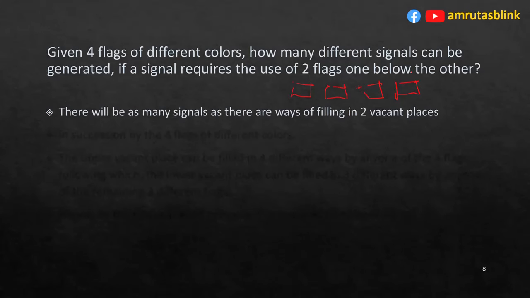Out of these 4 flags, how many different signals can be generated if a signal requires the use of 2 flags, one below the other? So the first signal we can create in this way, where there are 2 flags, one below the other, and this is, let's suppose, another signal where there are 2 flags, one below the other.